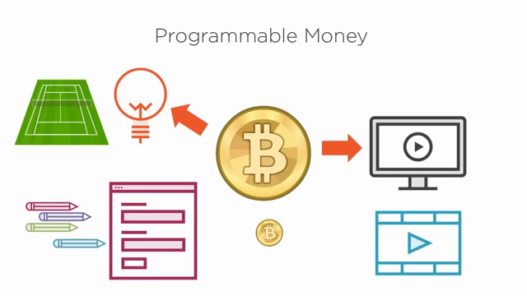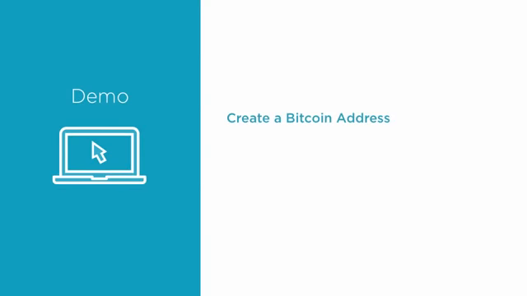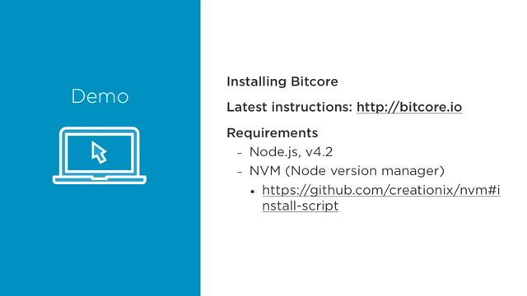Just write code that talks to other Bitcoin nodes using the Bitcoin protocol. This demo will demonstrate how to do the very basics. Create a Bitcoin address and send a transaction using JavaScript and the Bitcore library. I'm going to skip the installation of Node.js and Bitcore, but you can watch that in the larger course at bit.ly/Bitcoin course.